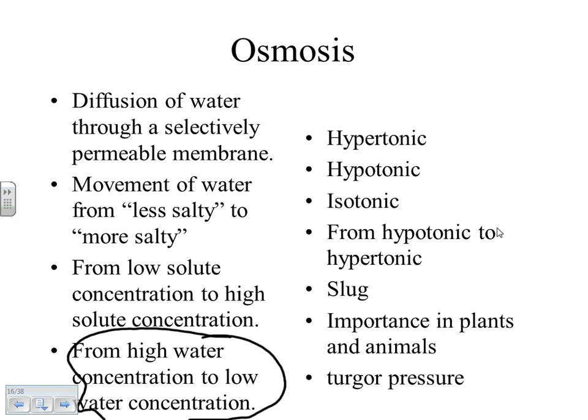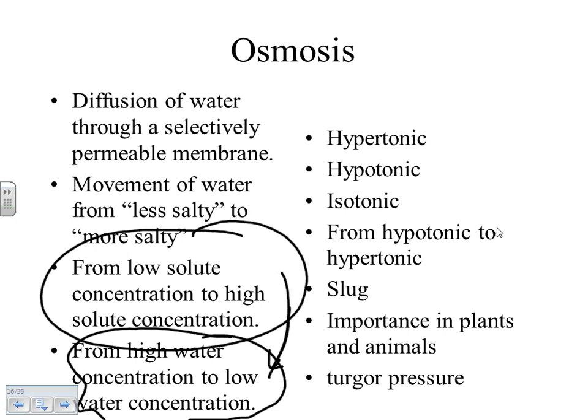Oftentimes we talk about it in terms of not the water, but what's in the water. So sometimes we'll say osmosis is the movement of water from areas of less salt or less solutes to areas of more solutes. That's another way, this statement right here, low solute to high solute, of saying this. Because if the concentration of solutes is low, the concentration of water must be high. If the concentration of solutes is high, the concentration of water must be low. So these two statements mean the same thing. Just two different ways of saying the same thing.